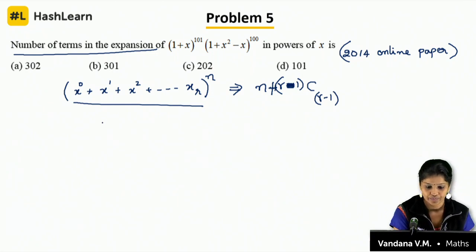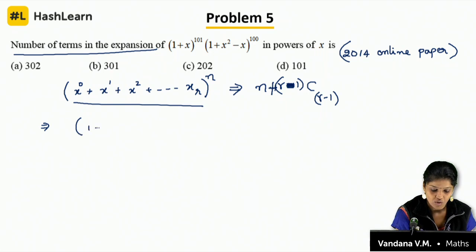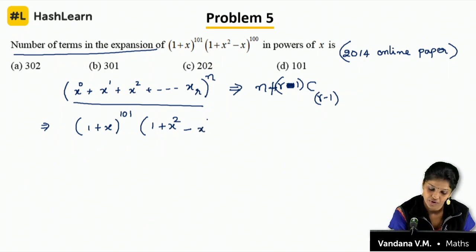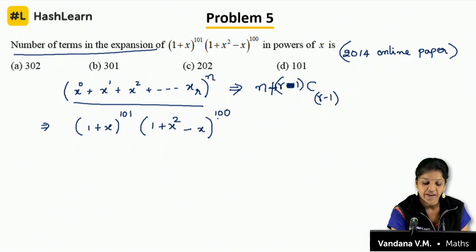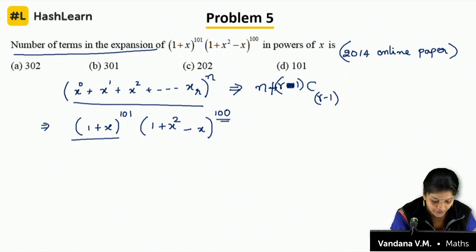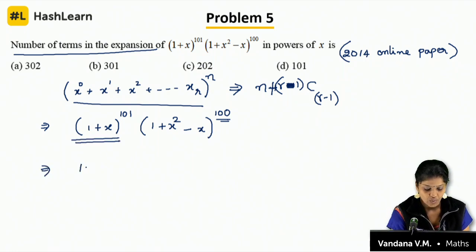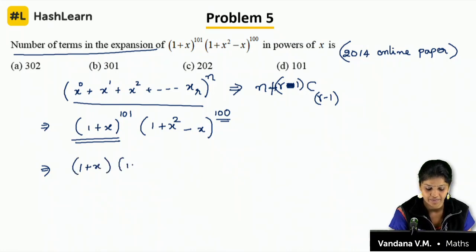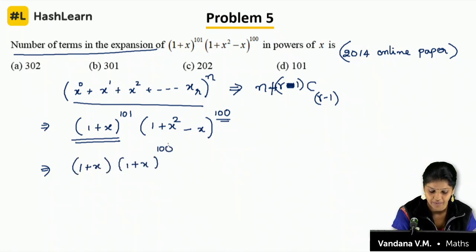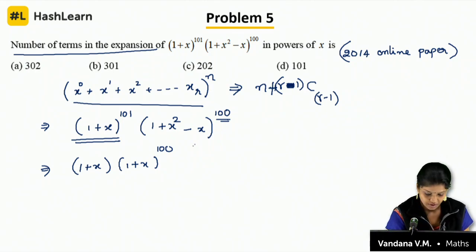So, what I am going to do, in the powers of x, the given question is, please observe, (1 plus x) whole power 101 into (1 plus x square minus x). Very good, you understood, no, Devi Priya? Good. By seeing this 100, I am going to split this like this. How? (1 plus x) into (1 plus x) whole power 100, because I want only one expression. So, (1 plus x square).